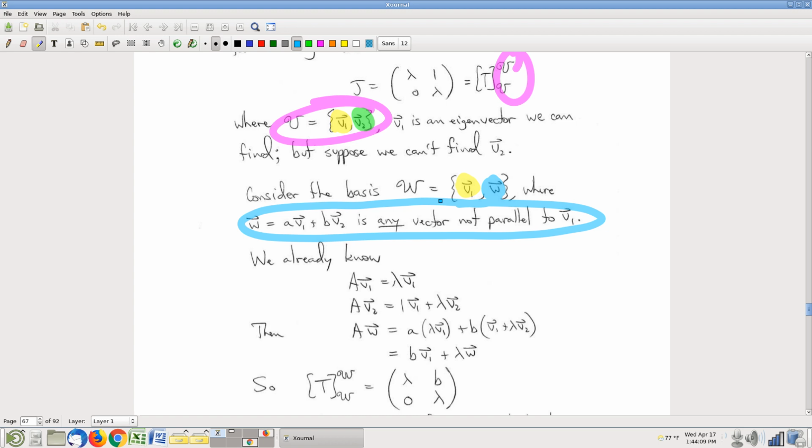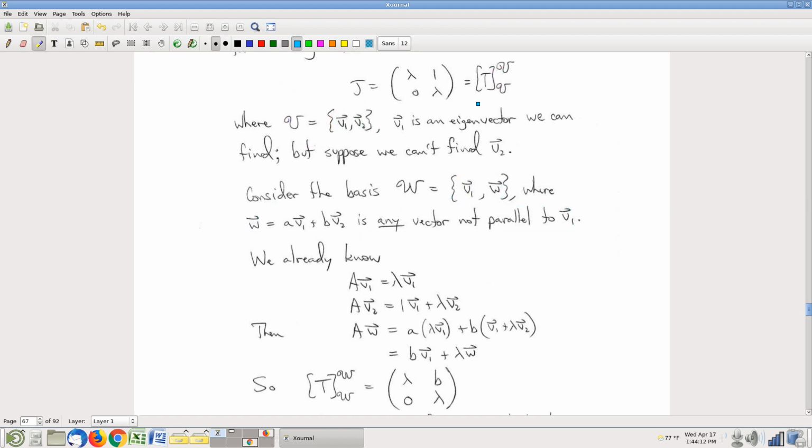Let me try to argue now why it is that you're good. This is the new perspective that I want to give you. This first column here, with respect to this basis, tells you that equation. It says AV1 is equal to lambda V1 plus 0 V2. Right, there are those coefficients, lambda and 0. The basis V1 and V2 are what you're taking a linear combination of. So this first equation says that.